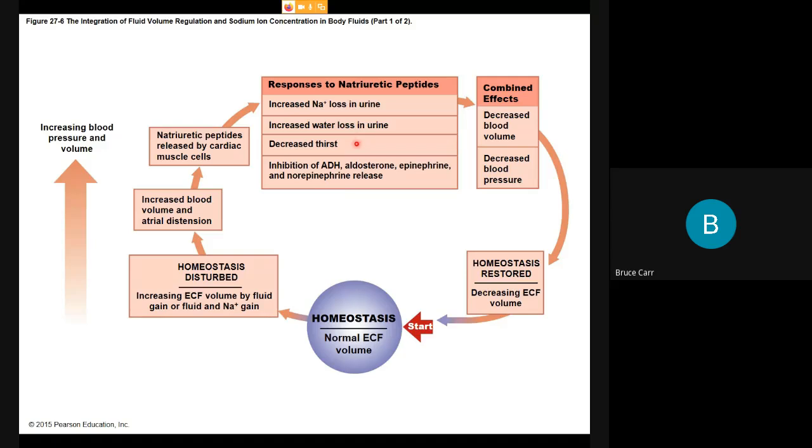Thirst decreases. And we also inhibit those things that cause retention. Basically, the increased volume of low concentration urine moves the blood volume down, which decreases the blood pressure. And this ECF volume adjusts to be in normal range.